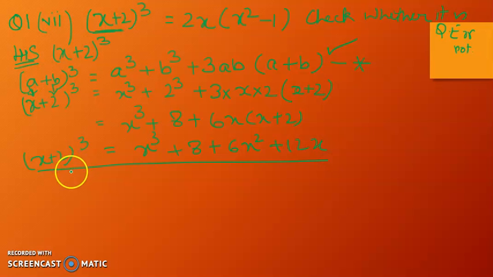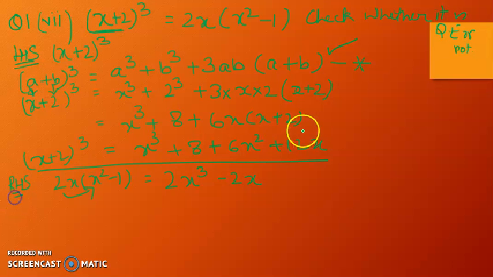Okay, (a plus b) whole cube, that is how we are applying the formula. Now what is on the RHS? So we will solve the RHS. RHS stands for right hand side. On the right hand side we have 2x into (x square minus 1). So solve this: 2x into (x square minus 1) will be 2x cube minus 2x, because x into x square, the base is the same, so the powers will be added, giving x cube, minus 2x. Now we will equate LHS and RHS.